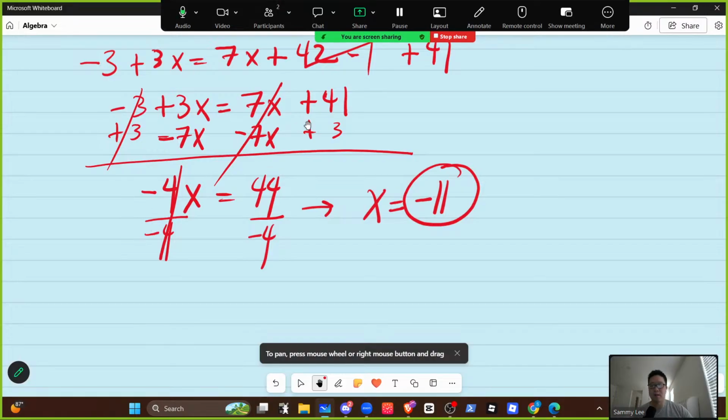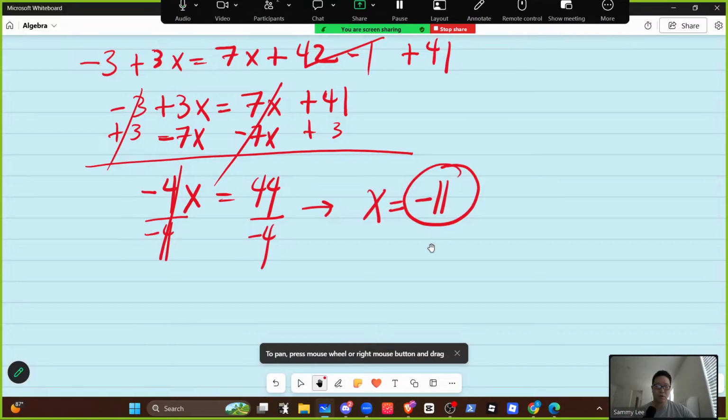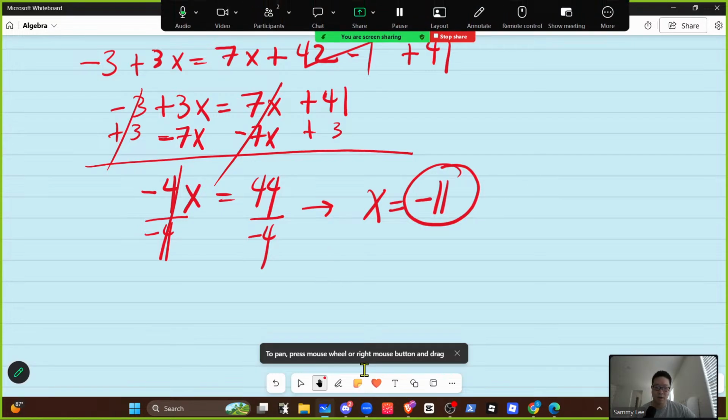And again, if you wanted to check your answer, just plug in your x value into your original equation.